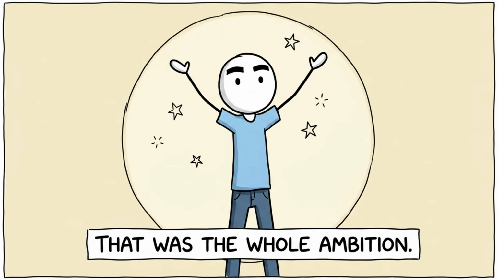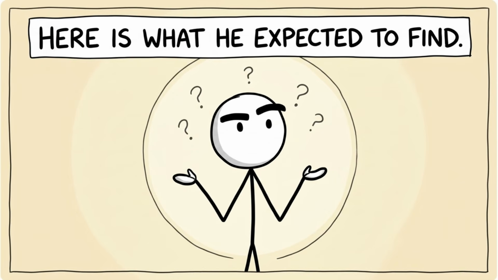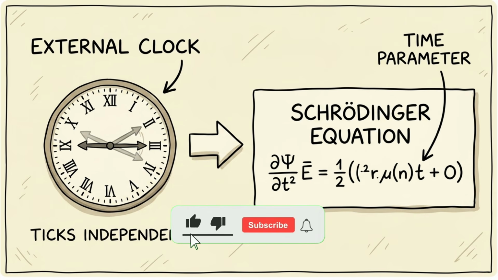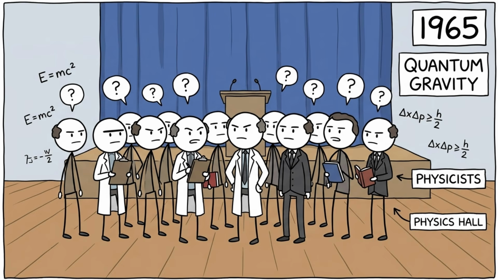That was the whole ambition. A tidier equation for a field that already had one. Here is what he expected to find. In ordinary quantum mechanics, the Schrödinger equation describes how a wave function changes as time passes. Time sits on one side as a parameter you feed in from outside, an external clock, ticking independently of whatever the system is doing. Every physicist in 1965 assumed the quantum theory of gravity would look the same, with a more complicated Hamiltonian bolted on.